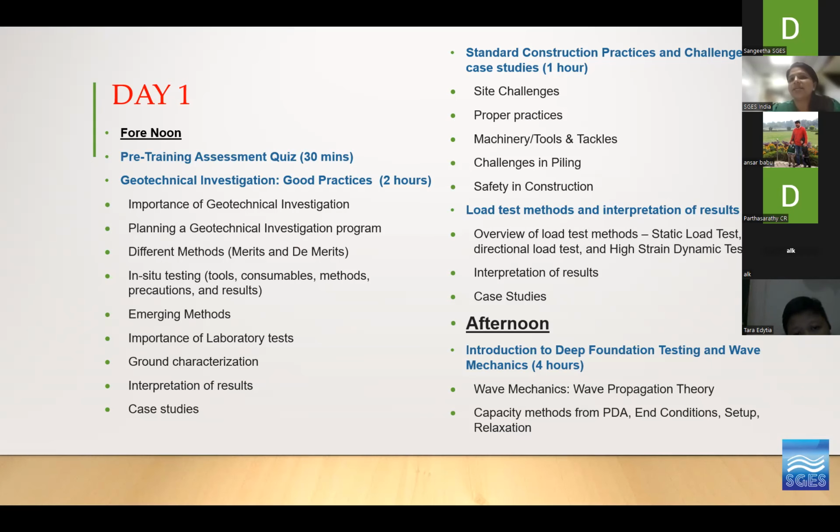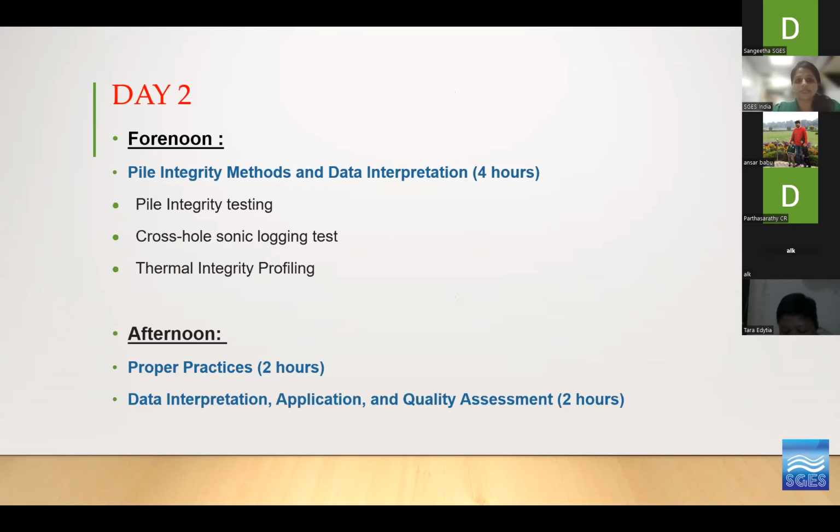Next come the standard construction practices and challenges with case studies, which will be for one hour. Then we will list out some load test methods and how the data and results are interpreted, along with case studies. On the first day, in the afternoon, we will introduce deep foundation testing techniques as well as wave mechanics. You'll get an idea of the basics of wave mechanics as well, which will be very useful for interpreting the results.